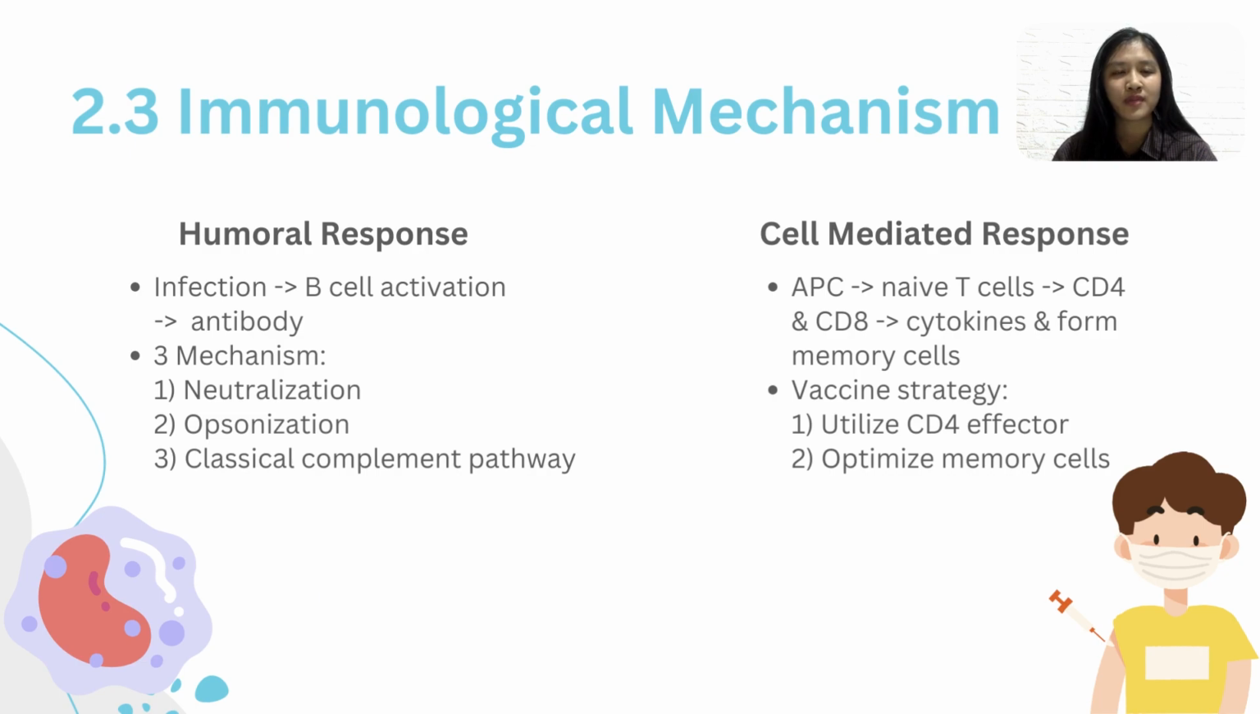First is humoral response. Infection that occurs in the body will trigger the activation of B cells. If the signal is identified, the vaccine antigen can find its specific target to initiate immune protection. Antibodies produced by B cells use three mechanisms to find targets. The first is the neutralization mechanism. This process will prevent the pathogens from entering their host cell through the antibody binding mechanism.